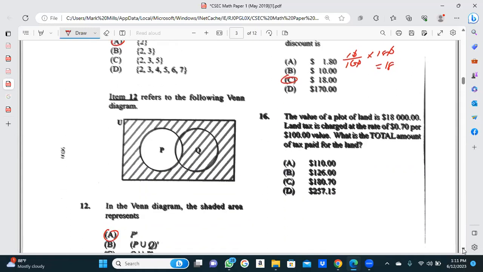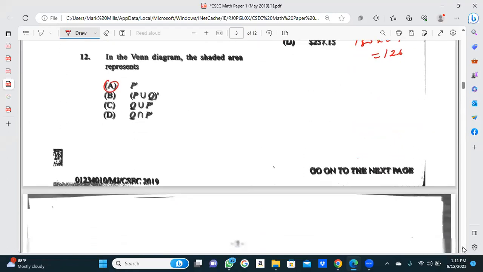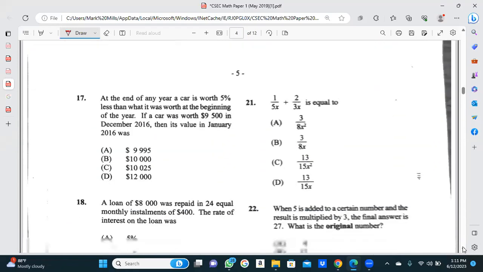We did 16 already, right? The plot of land valued $18,000, the tax, B, 126. So that'd be 18,000 divided by 100, which gives me 180. So 180 times 0.70 is 126. So that's what I've been on. All right, so we're doing the 2019 paper.